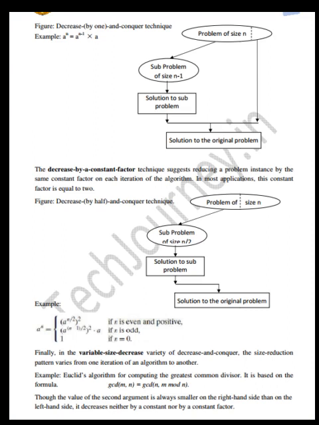Finally, in the variable size decrease variety of decrease and conquer, the size reduction pattern varies from one iteration of an algorithm to another. Example: Euclid's algorithm for computing the greatest common divisor. It is based on the formula GCD of m comma n is equal to GCD of n comma m mod n. Though the value of the second argument is always smaller on the right-hand side than on the left-hand side, it decreases neither by a constant nor by a constant factor.